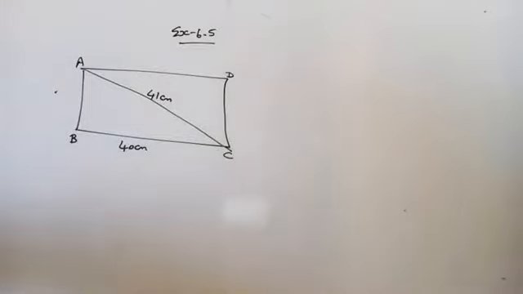Look at question number 7. Find the perimeter of the rectangle whose length is 40 centimeter and the diagonal is 41 centimeter. What is the perimeter of the rectangle? Perimeter of the rectangle is nothing but 2 times length plus breadth.